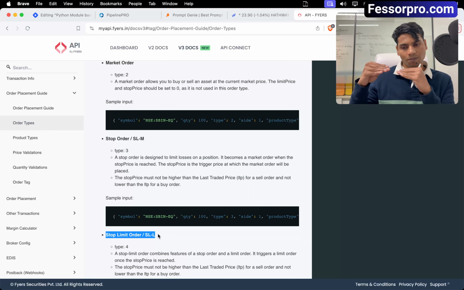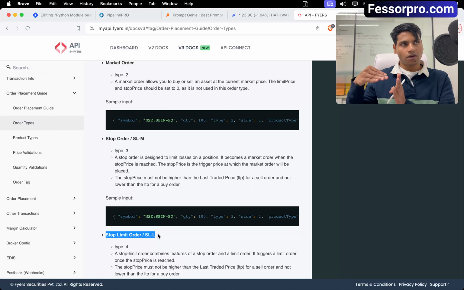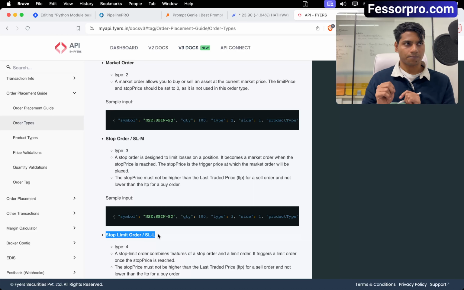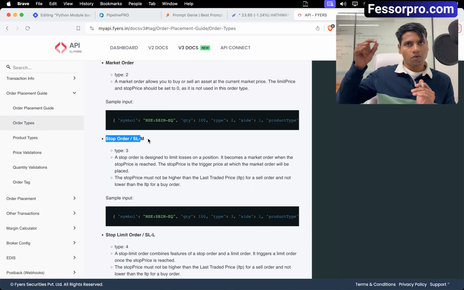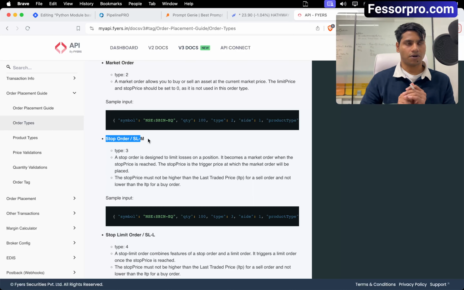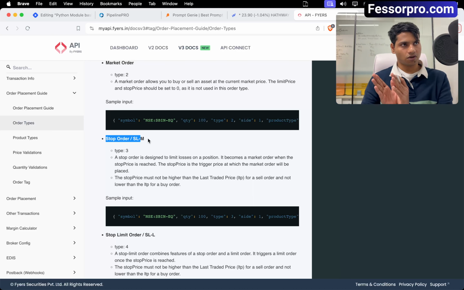So what you will do, you will place a stop order. This will be a stop sell order. So the moment market reaches 95, this stop sell order will be triggered. And this stop sell order will be converted to a market order. So this is called a stop order, SLM. M means market order. You have placed a stop order, and this stop order got converted to a market order the moment the market price reaches that stop order price. This is a normal stop order.